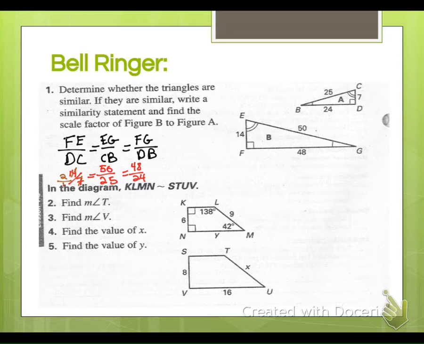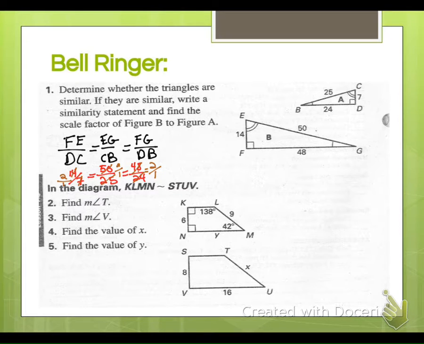What goes into both 50 and 25? 25. How many times does 25 go into 50? Twice. How many times does it go into itself? Okay, and then we have 24 and 48. What goes into both of those? Yep, 24 does. How many times does it go into 48? Twice. And it goes into 24 once.